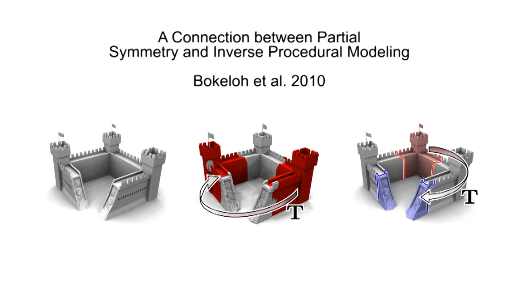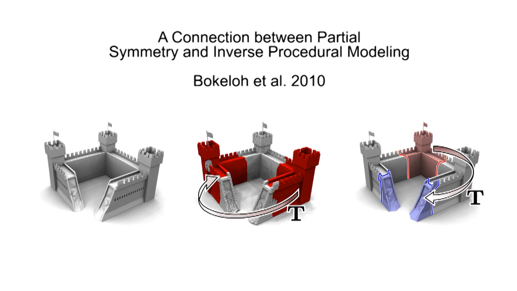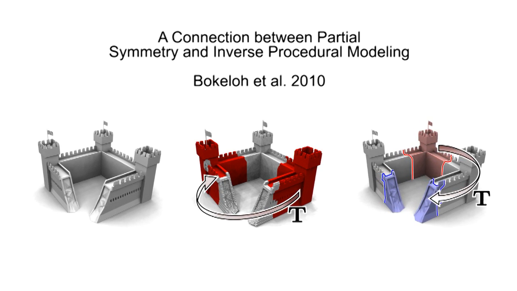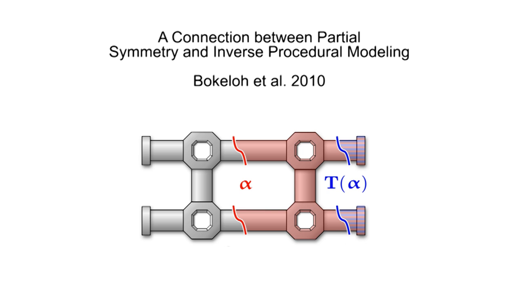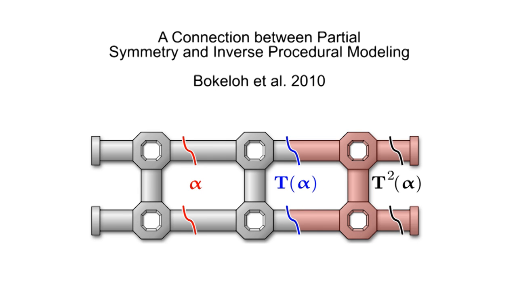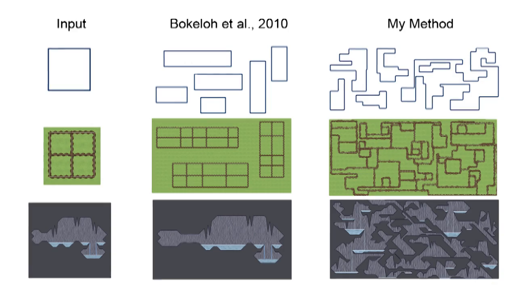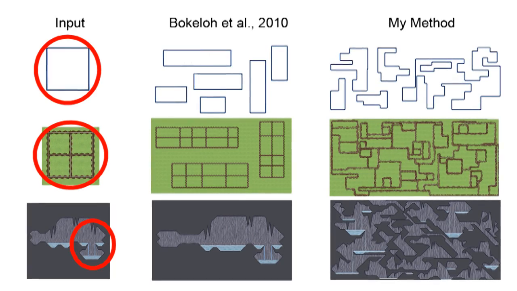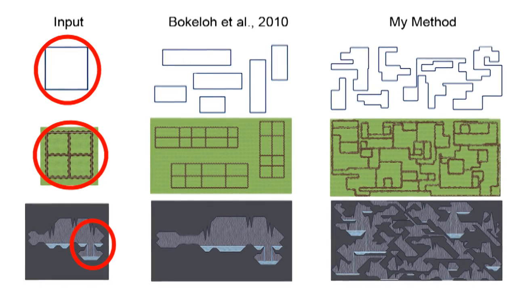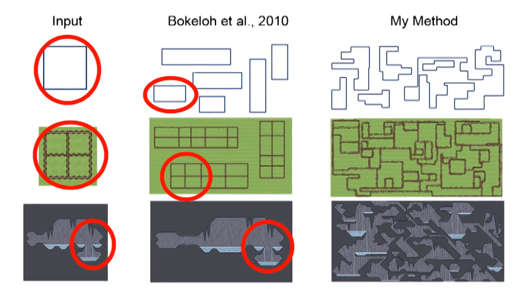The most similar method to mine is the very influential work of Bachlo et al. Their method also takes an input, cuts it into pieces, and then glues the pieces together. But they only allow the input to be cut at certain places they call docking sites. This is much more restrictive than my primitives. Again, this causes problems when the input shape has loops, and this means that their method only produces minor variations on many input shapes.